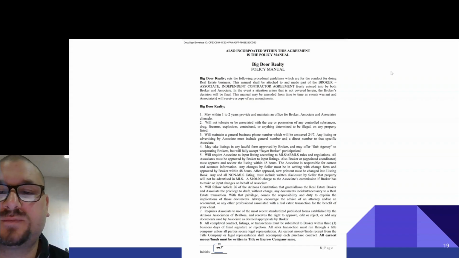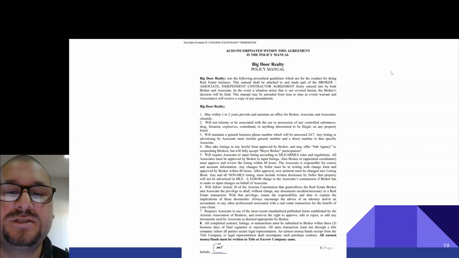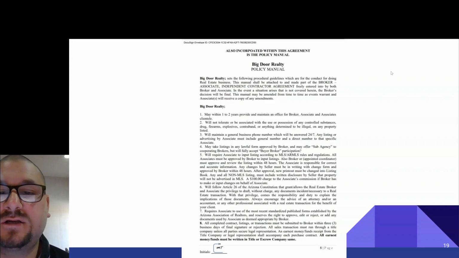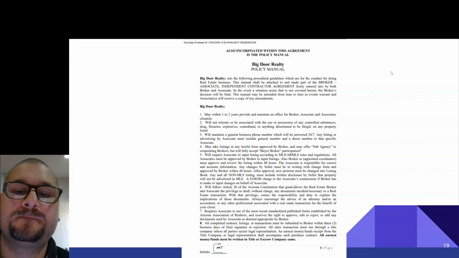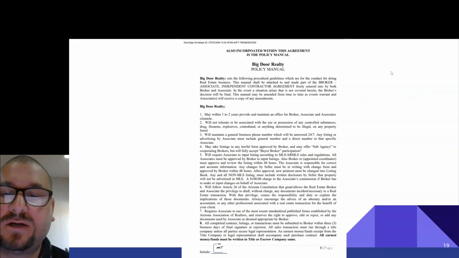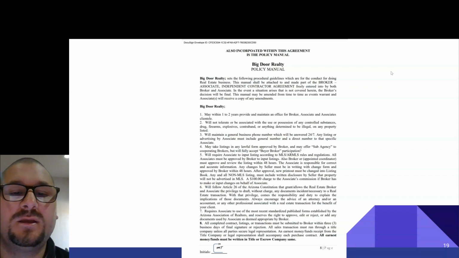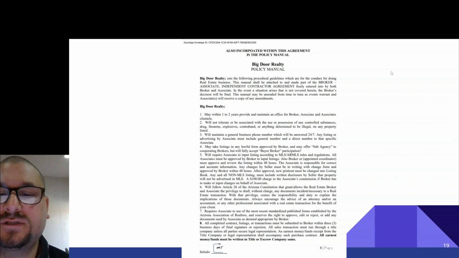The associate is responsible for correct and accurate information. Any changes by seller must be in writing with a change form and approved by broker within 48 hours. After approval, a new printout must be changed into the listing book. Any and all non-MLS listings must include written disclosure by seller that the property will not be advertised in MLS.